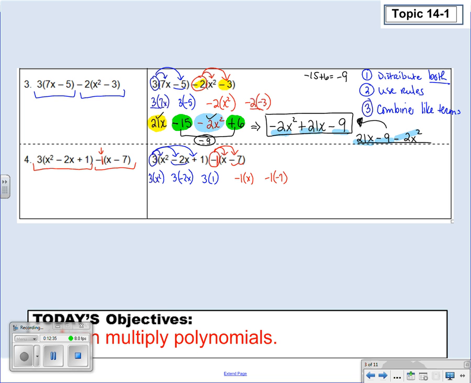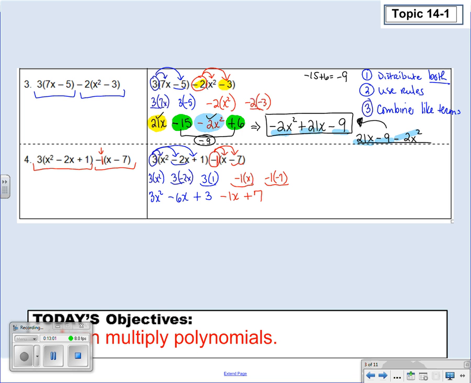Let's multiply. We have 3x squared. 3 times a negative 2, that's a negative 6x. 3 times 1 is 3, so that's a positive 3. Let's look at our second set. We have a negative 1 times x, that'll be a negative 1x. And a negative 1 times a negative 7 is a positive 7, so we put a plus 7.